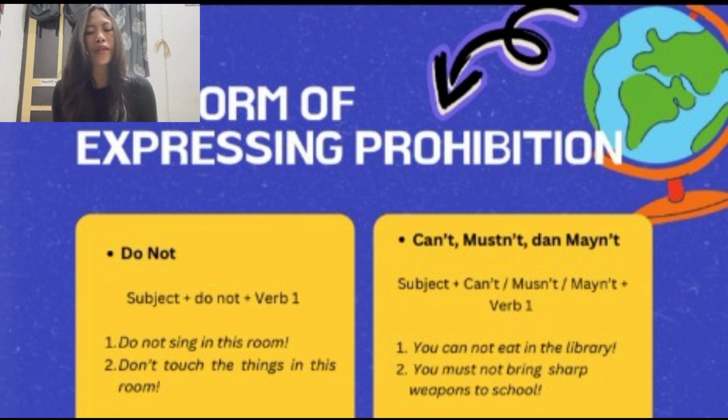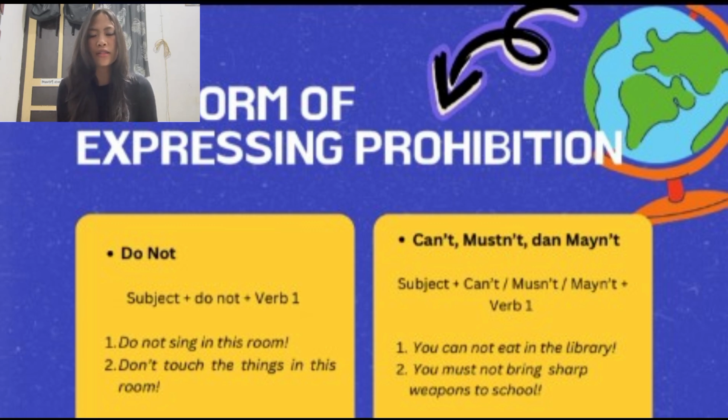The next form is cannot, mustn't, and mayn't. And the form of this prohibition is subject plus cannot or mustn't or mayn't plus verb 1. And the examples are you cannot eat in the library. The next is you must not bring sharp weapons to school. So remember, mustn't sounds stronger than cannot, and we use can't more often in daily conversations.